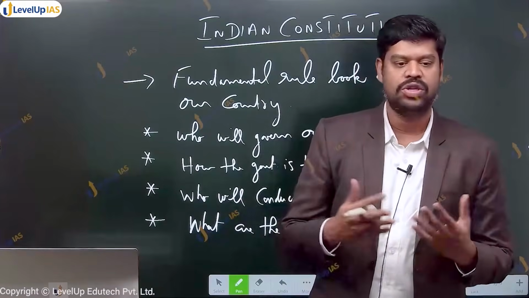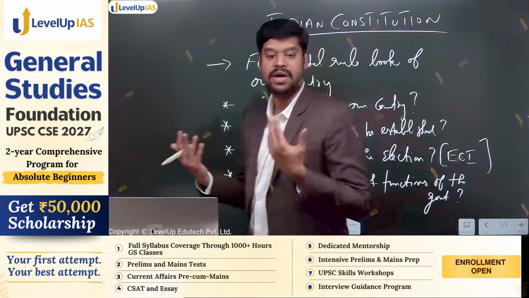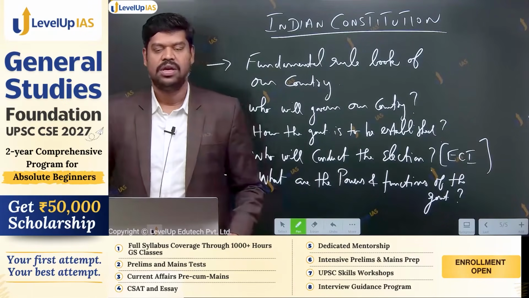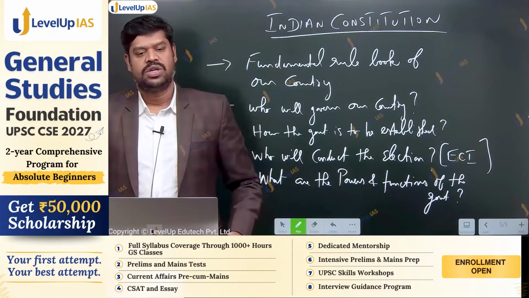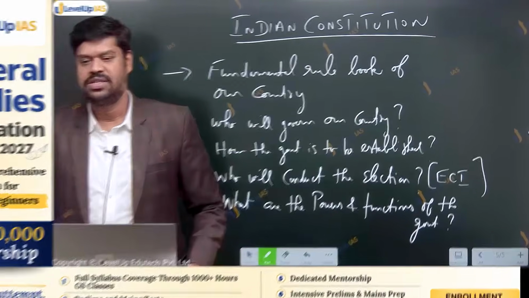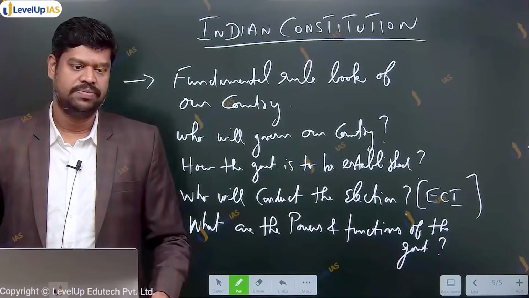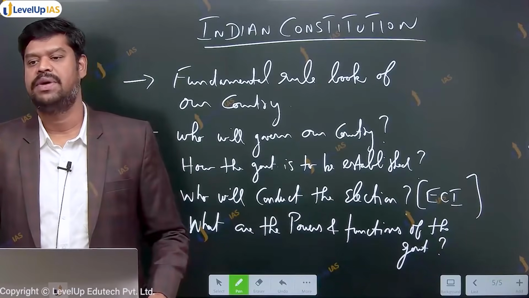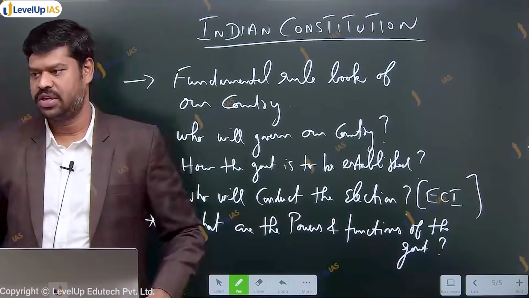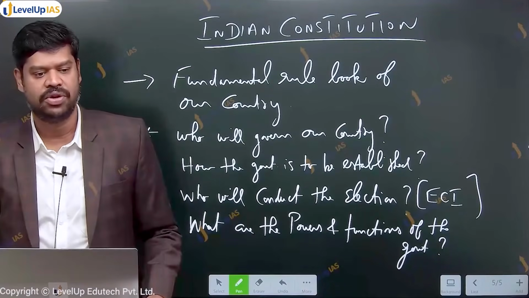But in addition to these organs, there can be multiple independent bodies. So in the Constitution, there are three major organs. What are those three major organs? The legislature, the executive and the judiciary. And apart from that, there are certain independent bodies. Independent bodies means these are independent of all three organs of the state. Can you give me examples of independent bodies?